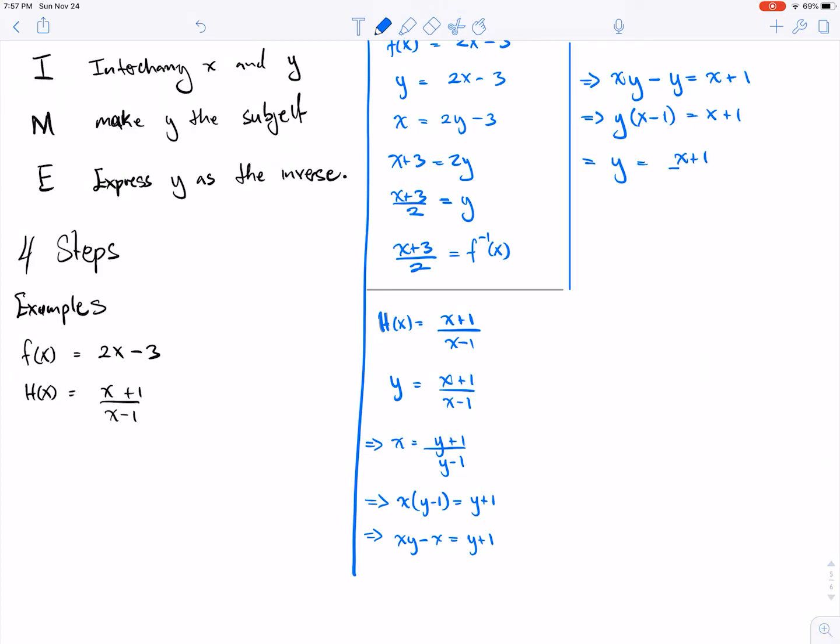And then our last step, which is to express y as h inverse of x, means that h inverse of x is equal to x plus 1 divided by x minus 1. And note that in this case, which is a special case, h of x is equal to h inverse of x. To clarify, I will perform another example.